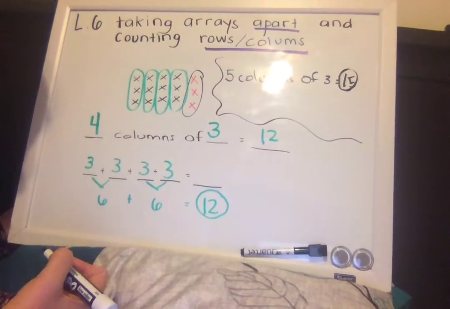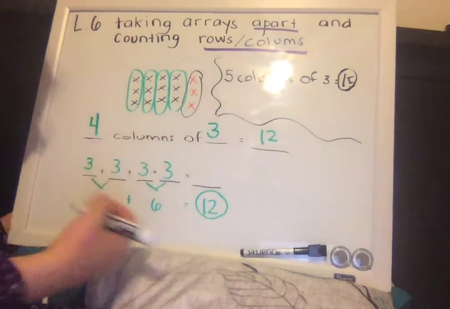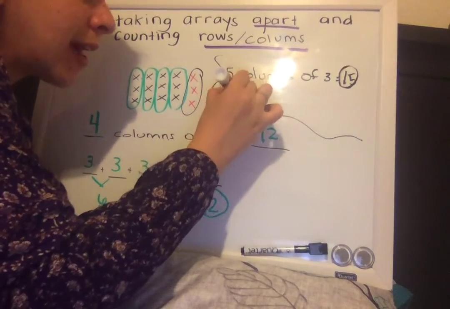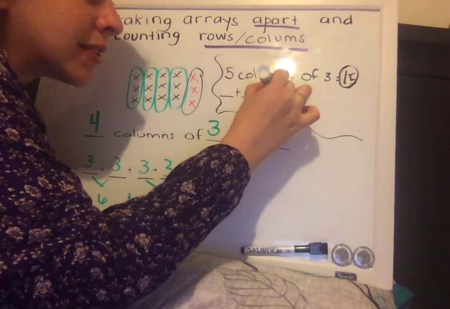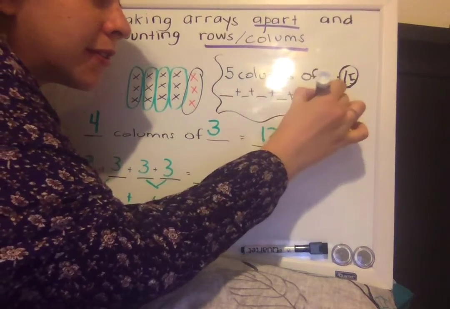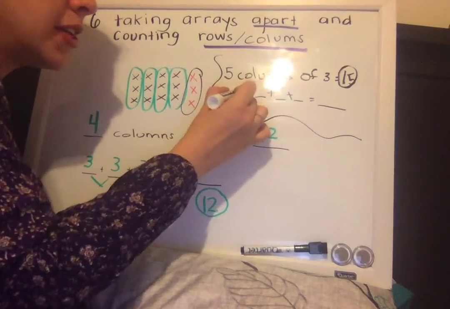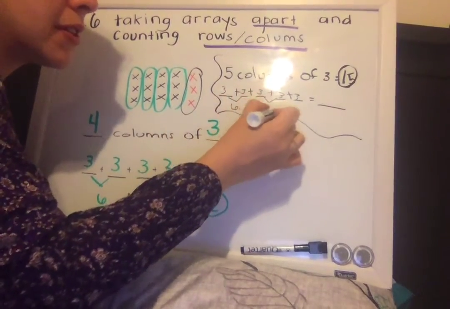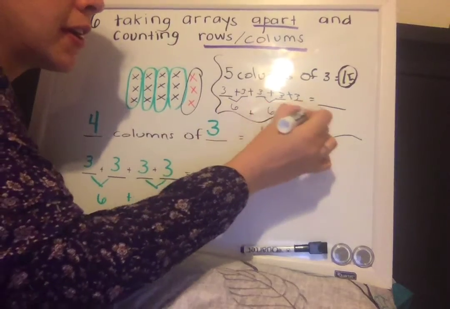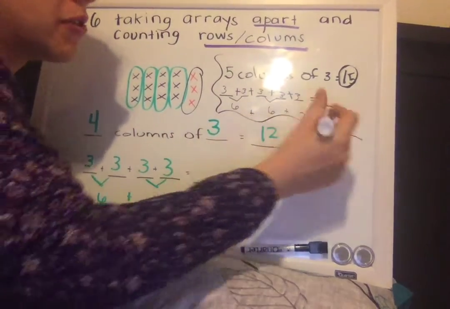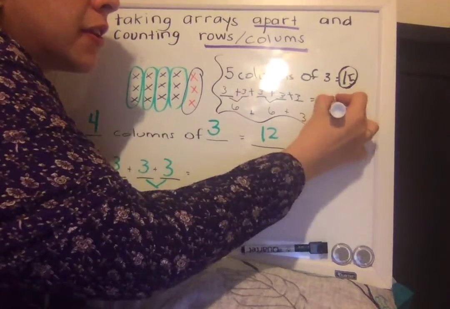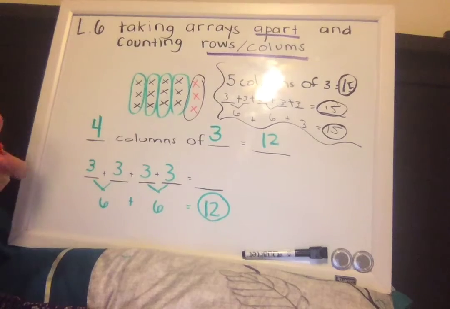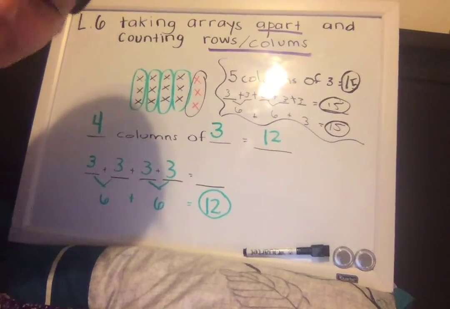Now it changed. It changed from being 12 X's to 15 X's, okay? And if I was adding them, I would add 5 lines of 3 because each column had 3 X's. 3 plus 3 is 6, 3 plus 3 is 6, and don't forget about the 3. 6 plus 6 is 12, plus 3 more is 15. Easy peasy, okay?